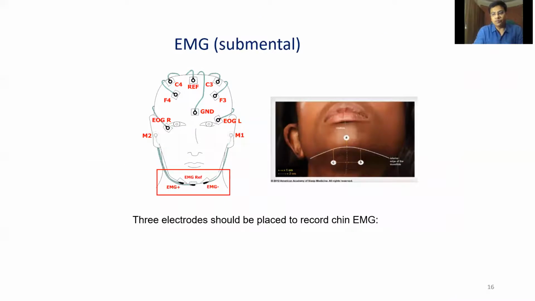So once we have found the location for EEG and EOG, we need to locate the EMG, where we need to put the chin EMG electrodes. Here is the mandible. The middle of the mandible, 1 centimeter above the midline, is your reference point for chin EMG. From here, 2 centimeter left, 2 centimeter down will be your chin EMG 1, and 2 centimeter right, 2 centimeter down will be your chin EMG 2.